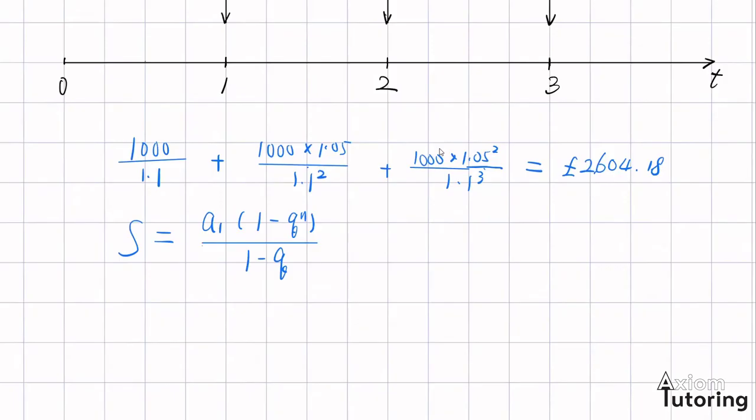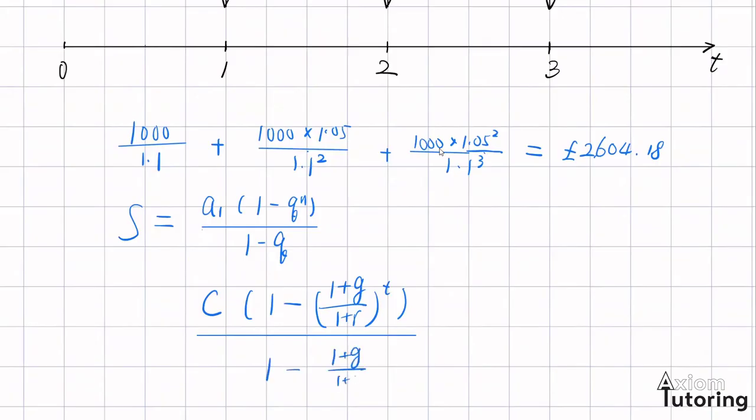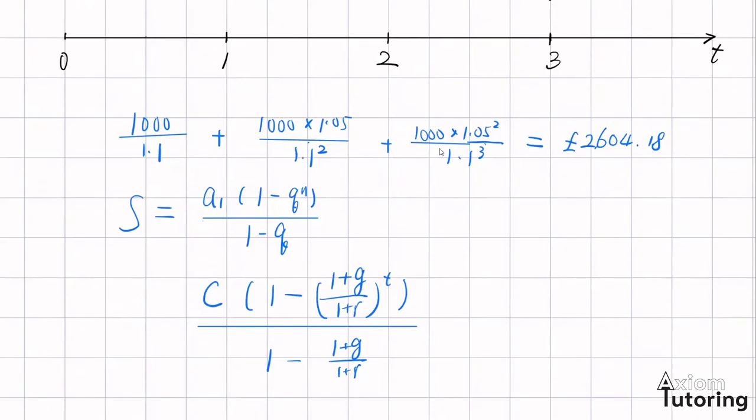But if we use C here, or the first cash flow, as the first term, we can change the common ratio to 1 plus g over 1 plus r. Okay, so n is now how many years? So T here. And divided by 1 minus q, which is now 1 minus 1 plus g over 1 plus r. Okay, so remember, this is when we treat the first payment, which is the payment at year 1, as the first term. So we still need to discount it back to year 0. So all of this will be multiplied by 1 over 1 plus r.